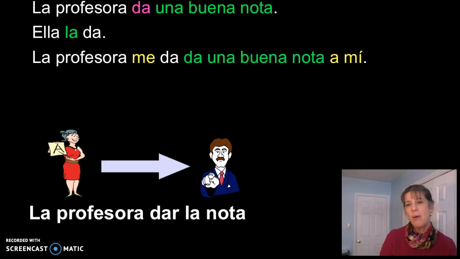Let's take a look at how I would work in an indirect object and its pronoun. I would say la profesora me da una buena nota a mí. Now this is different from English. In Spanish, you'll often see an indirect object pronoun, a mí, that's paired with the me. So you'll see these two things together. The me plus a mí, or le plus a Pepe, or nos plus a nosotros.